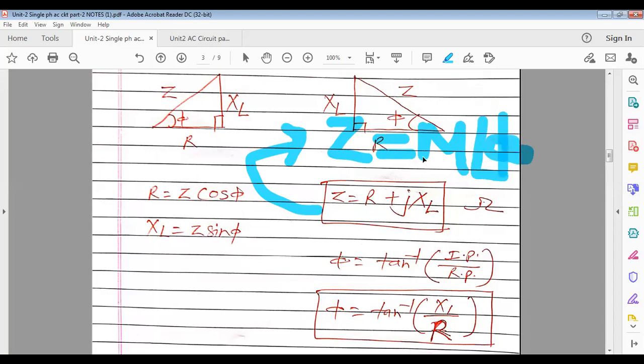So what is the magnitude over here? That you have studied in 12th in maths. R square plus XL square, whole square root. What is the magnitude here? Square root of R square plus XL square. And what is phi here? Tan inverse of imaginary part upon real part, isn't it?